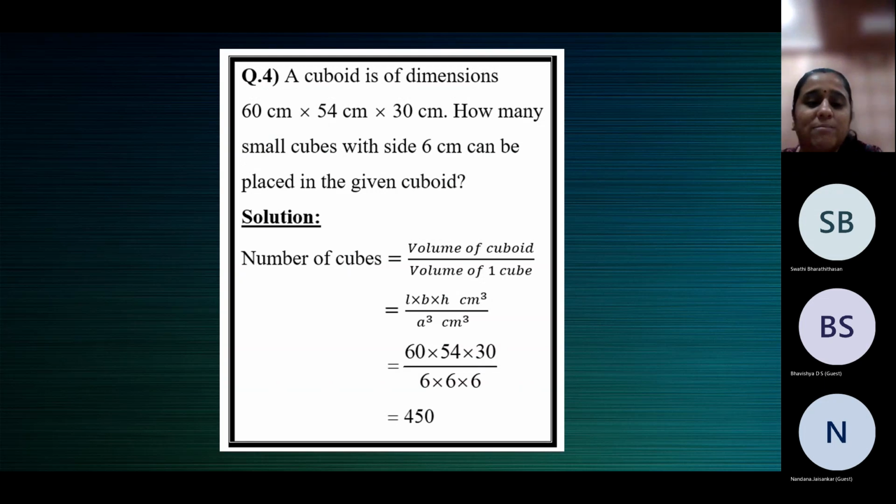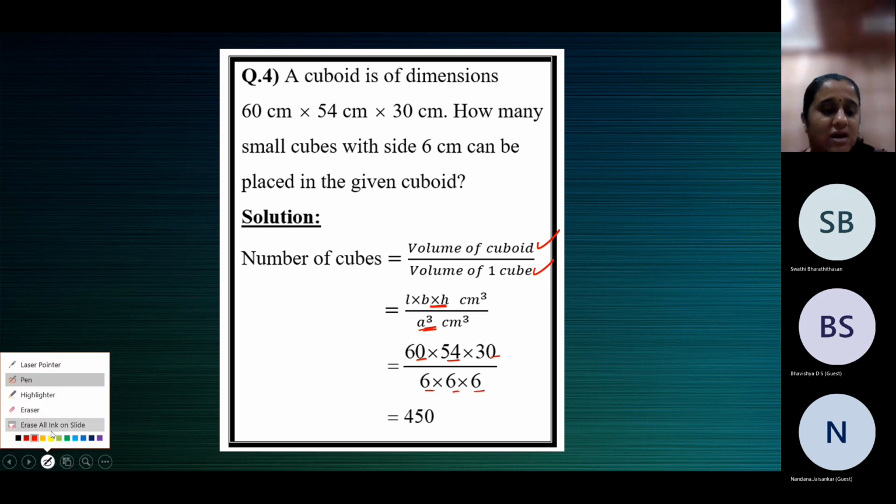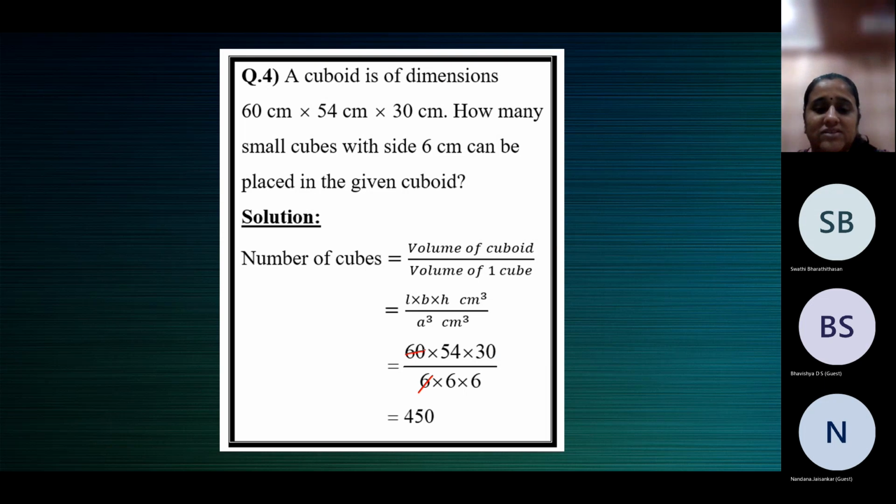So the number of cubes is equal to the volume of the cuboid divided by the volume of one cube. Cuboid is LBH. Cube is a cubed. So 60 into 54 into 30 divided by 6 into 6 into 6. How will you simplify? 6 ones are 6, 6 tens are 60. 6 ones are 6, 6 nines are 54. 6 ones are 6, 6 fives are 30. 9 fives are 45, into 10, 450. So 450 cubes can be placed. Please write it down.